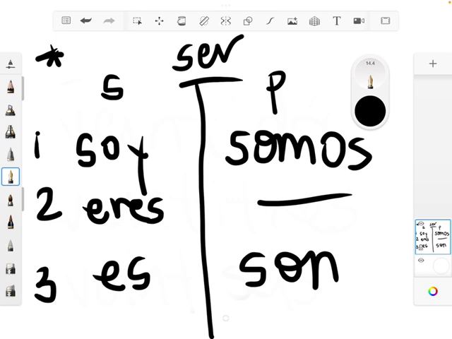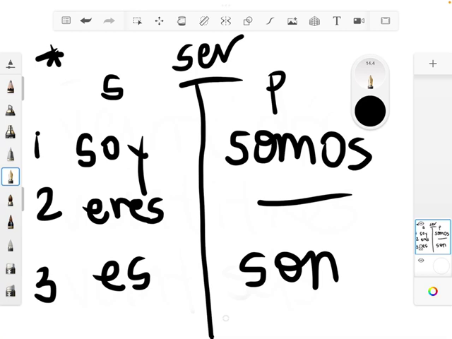Yo soy, tú eres, él es, nosotros somos, ellos son. So we're going to use ser to identify people and things. It means to be, one of the two verbs for to be. So, ¿quién es ella? Who is she? Or ¿qué es? What is it? Es Marisa. Es una maleta.